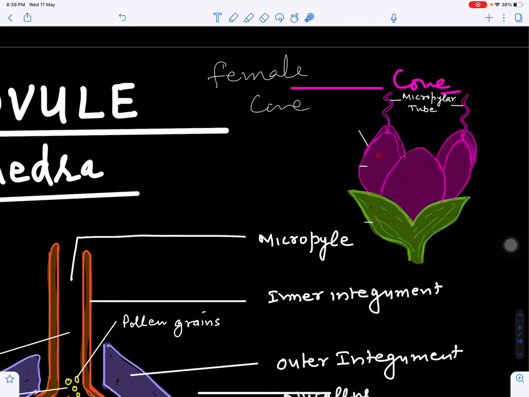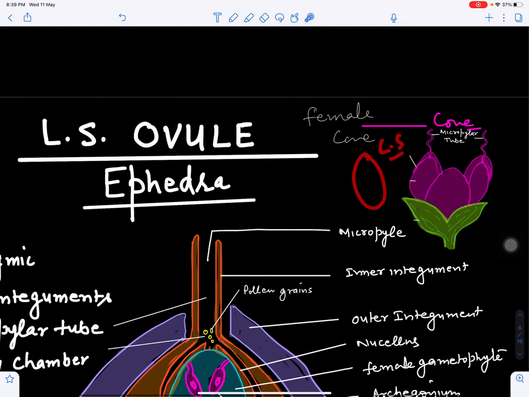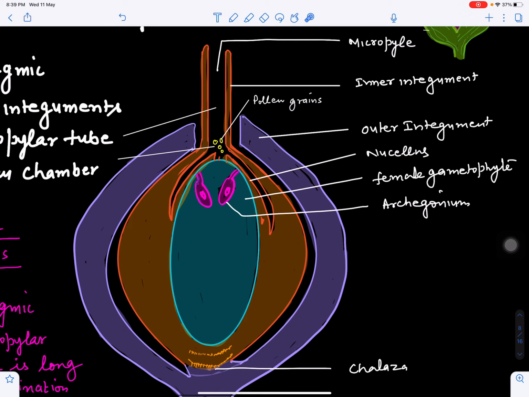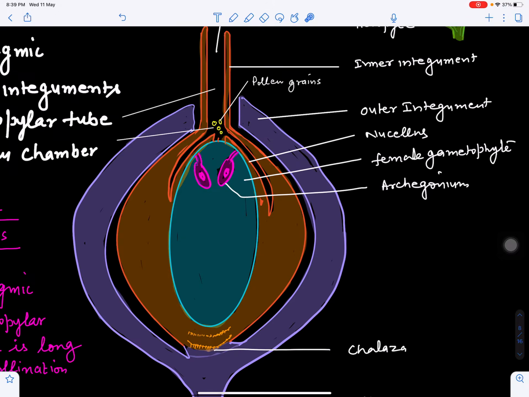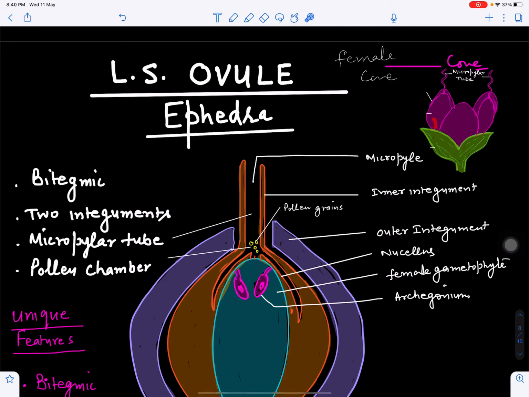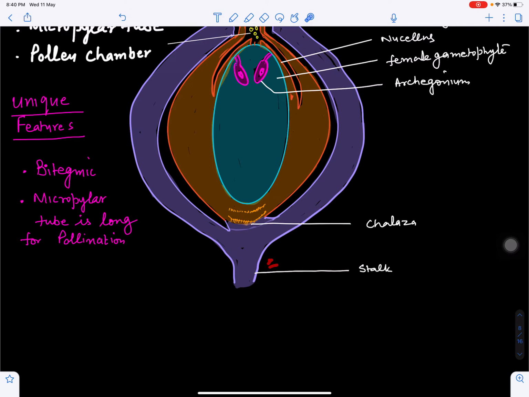Now this is one ovule, this is another ovule. So there is a pair of ovules in the female cone of Ephedra. Now if we see the structure of the ovule, this is the ovule. If we cut its longitudinal section, what is the structure of the longitudinal section of the ovule of Ephedra? This we are going to discuss. We can see here, this is the stalk by which it is attached here.